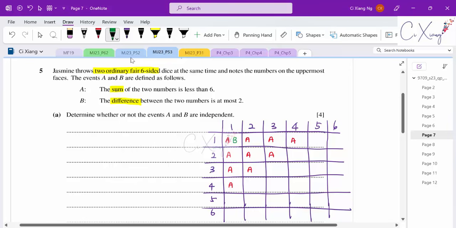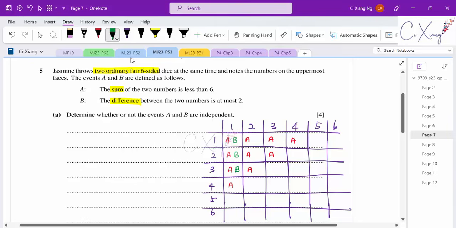For a particular cell that has both A and B, it actually means A intersect B. For the next one, 2 minus 1, you get a 1, so it belongs to B also. 3 minus 1, you get a 2, so it also belongs to B. 4 minus 1, you get a 3, so it does not belong to B anymore, because it's at most 2. 4 minus 1 is already more than 2, so you shouldn't write a B here. Same thing happens for all the rest of the cells.